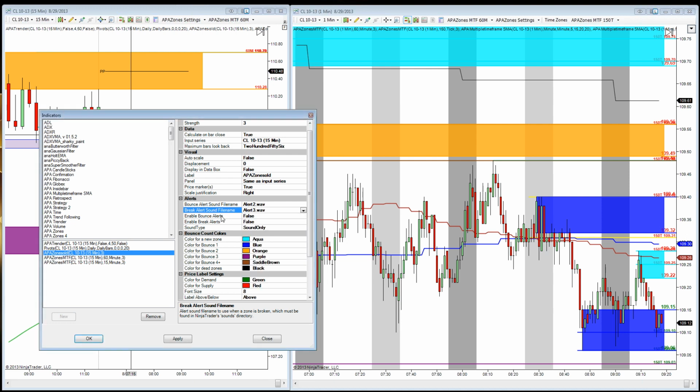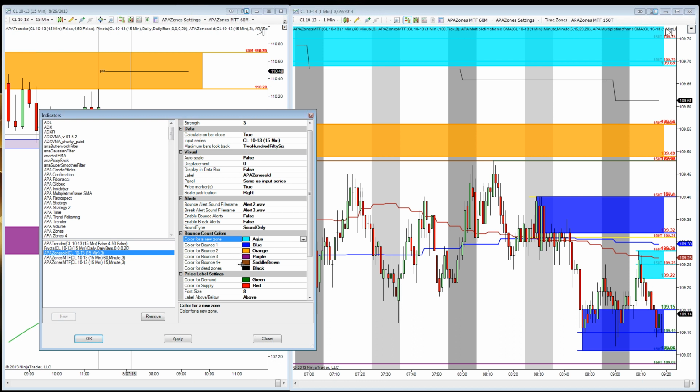You have to know what it's called and so on. It's a little bit more tedious there, so that's kind of cool. You can enable the alerts or disable them, sound only, or sound and alerts, so that's kind of cool. And then the colors. And the colors we're really looking for the aqua and blue zones. Those are the ones that we care the most about.